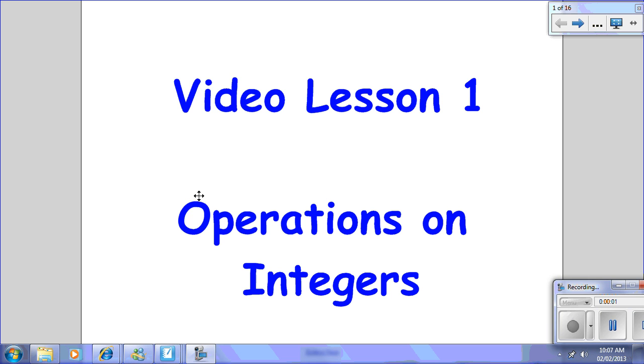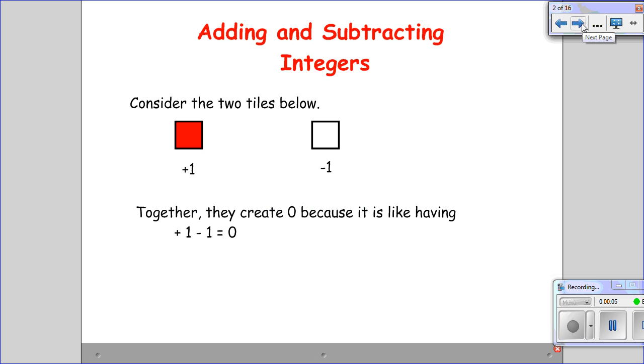Work on operations on integers. And we're going to start with adding and subtracting integers. If you look at the two tiles below, the red one here represents +1 and the white one represents -1. Together, they create 0 because it's like having +1 subtract 1, which we already know 1 take away 1 is 0.